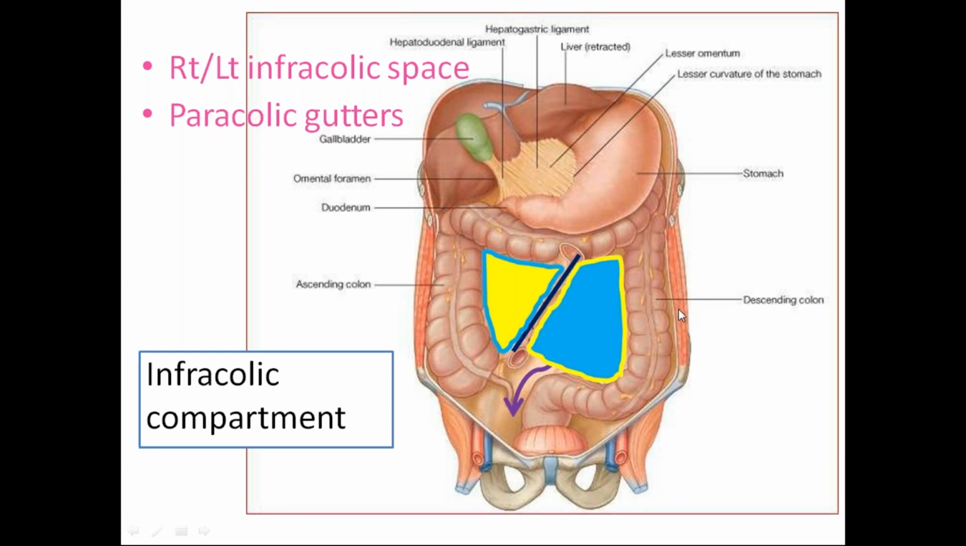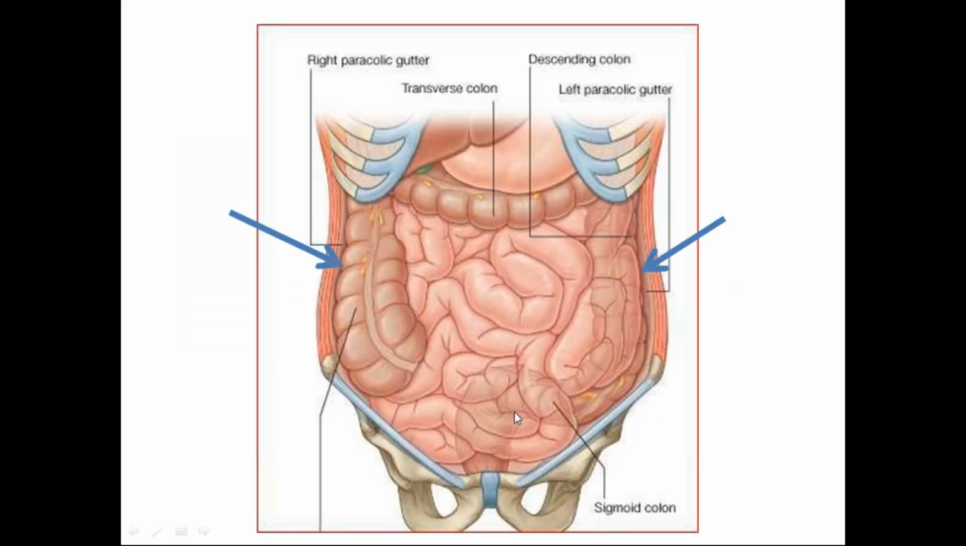Okay, so clear? So this right infracolic space is closed on all sides. It is triangular in shape, the apex is directed downwards here. If you see the left infracolic space, it is an open space, it communicates with the pelvic cavity. Okay. So in this picture, you can see the right and left paracolic gutter. Right paracolic gutter is on the right side of ascending colon. Left paracolic gutter is on the left side of the descending colon.